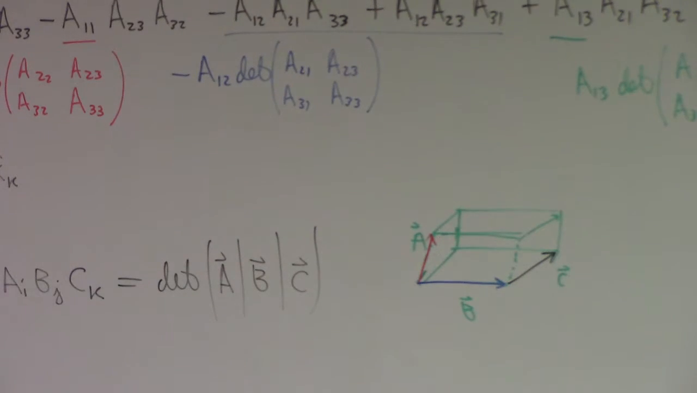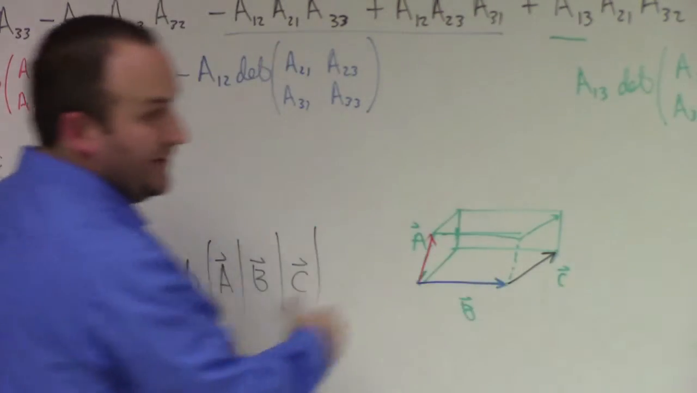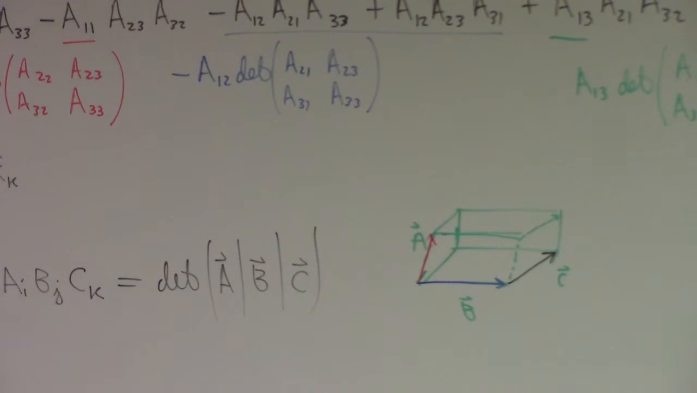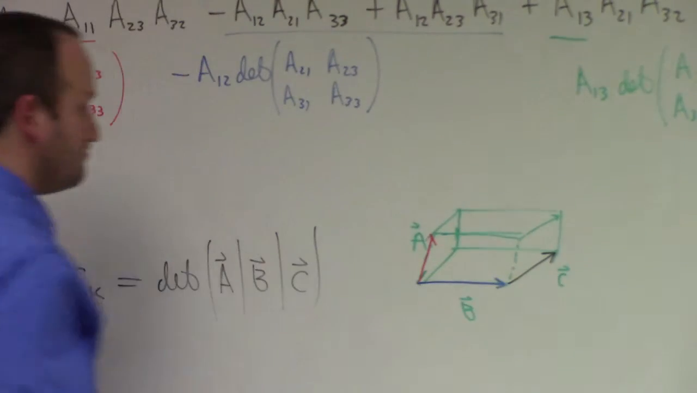So the magnitude of A cross B is AB sine theta. That's the area of the parallelogram. And then when you take the dot product with C, it picks off the height, basically, and then you multiply the height by that area, and that gives you the volume of the parallelepiped.